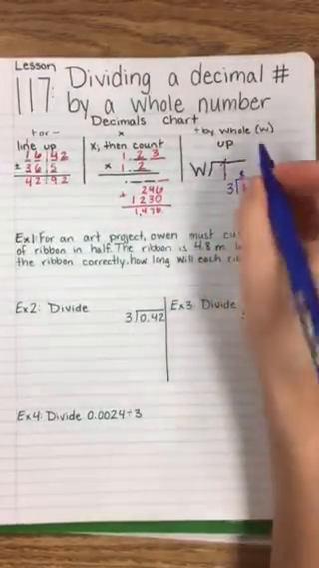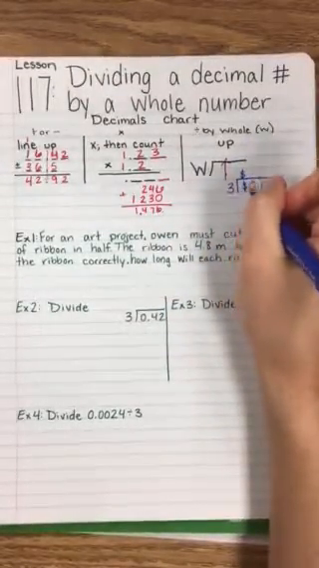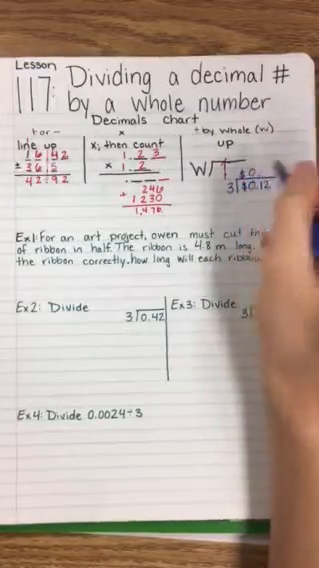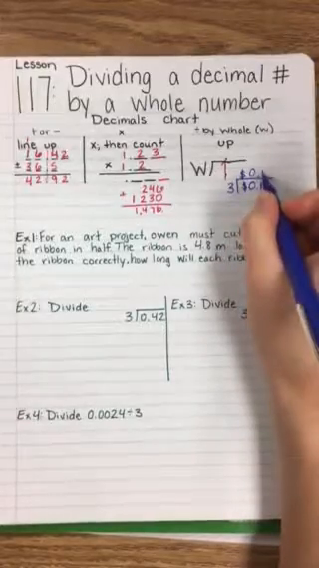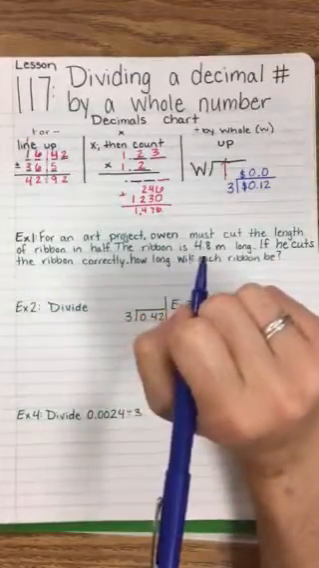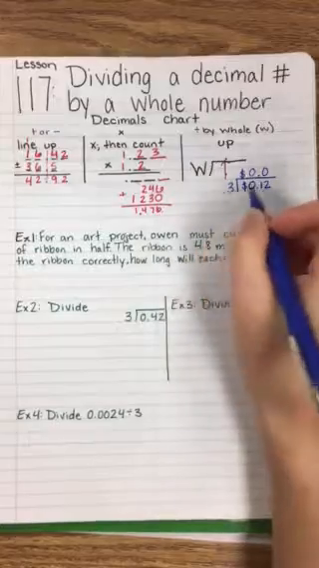Can 3 go into 0? Or how many times can 3 go into 0? 0, okay? So you know that it's not. How many times can 3 go into 1? 0 times, because 1 is still smaller than 3.